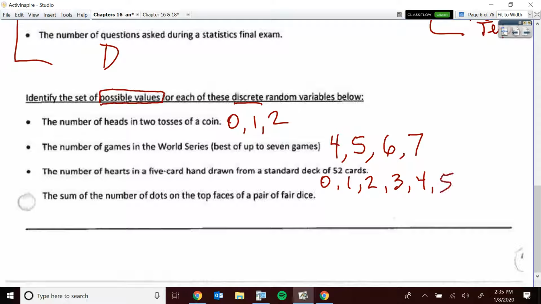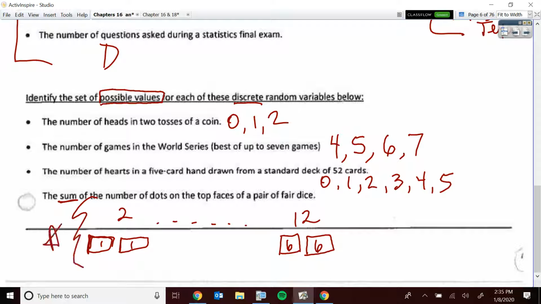Now, what about if you sum together the dots on the top of a pair of dice? So you're going to have 2 dice. What's the lowest you could have? You could have a 1 and a 1 for a sum of 2. And then all these different possibilities. What's the highest you could have? 6 and 6. Okay, so the highest sum could be 12. So we're going to actually take this over and do it a little bit more in depth and talk about the probabilities of each event.